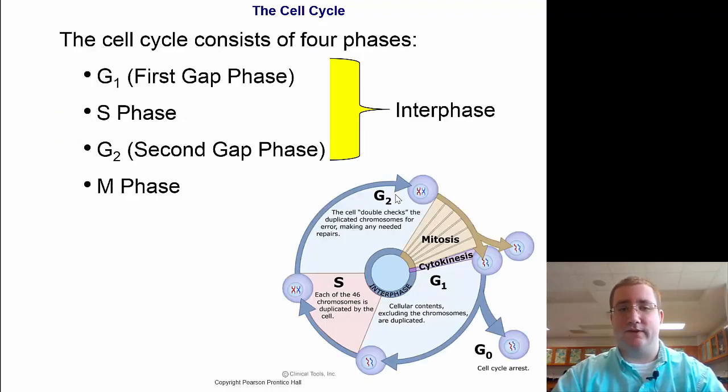So the cell cycle has 4 phases. The first one is known as the G1 phase, which stands for the first gap phase. Then you go into the S phase, which we'll go over, what happens in each of them in detail in a second. And then the third phase is known as the G2 phase, or the second gap phase. All 3 of those phases together make up interphase. So interphase has 3 subphases, G1, S, and G2 in that order. After you're done with the G2 phase, you then enter the M phase, which is the actual cell division phase.